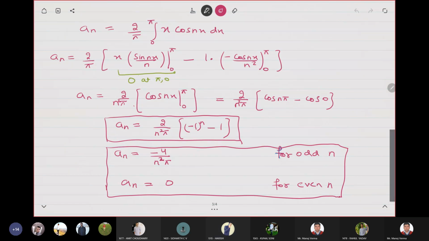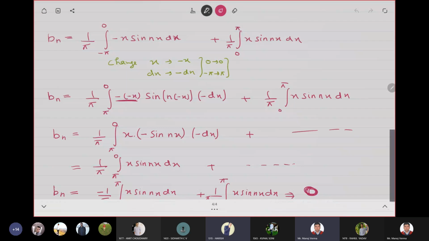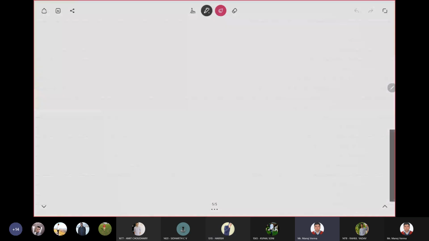Okay. So now we have values of a naught, an, and bn. I can construct a Fourier series expansion for the given function. f(x) will become, a naught was pi, so the first term will become pi by 2. The value of an was minus 4 by n square pi.